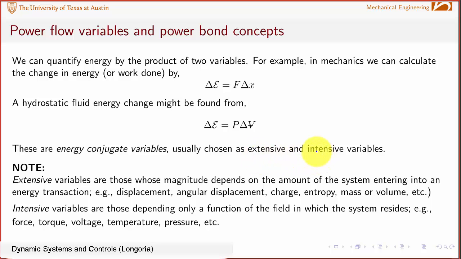And you might recall these definitions. Extensive variables are those that have a magnitude that depends on the amount of the system that enters into the calculation, or in this case, the energy transaction. So an extensive variable type might be a displacement or an angular displacement for mechanical systems, or in electrical systems, a charge, maybe entropy, mass, or volume. As you can see, those sum up to give you a certain variable, so it depends on the amount.